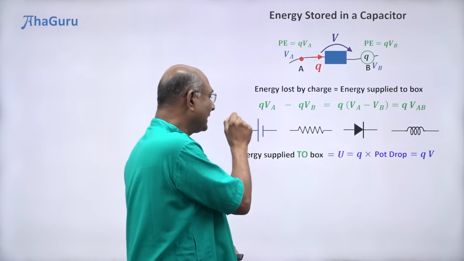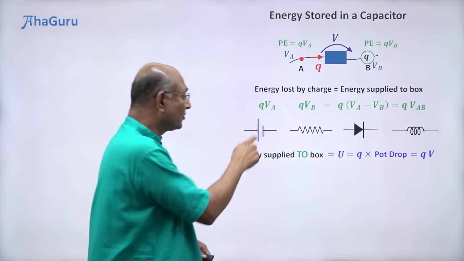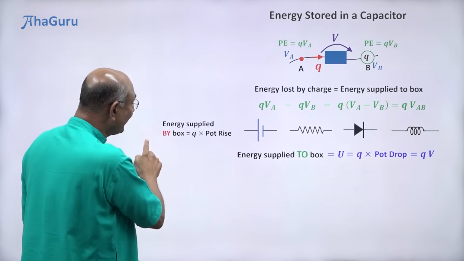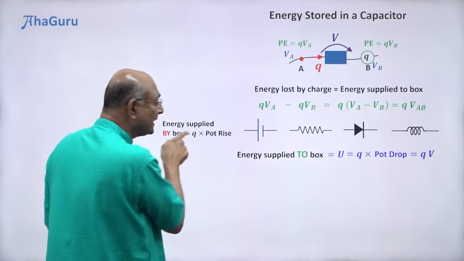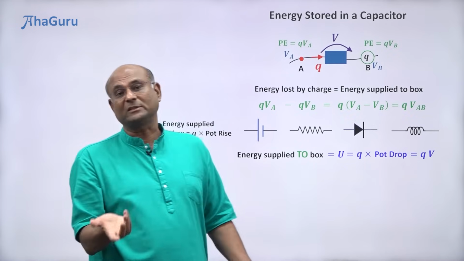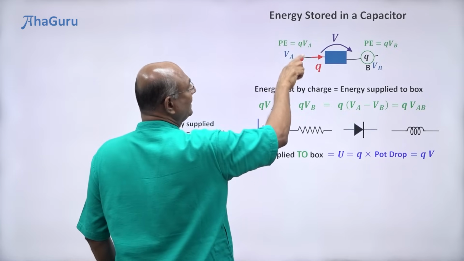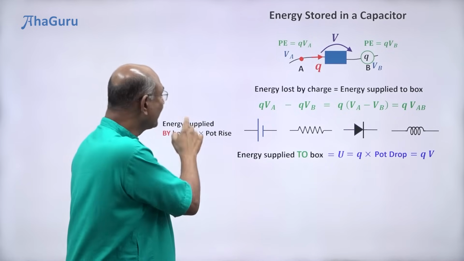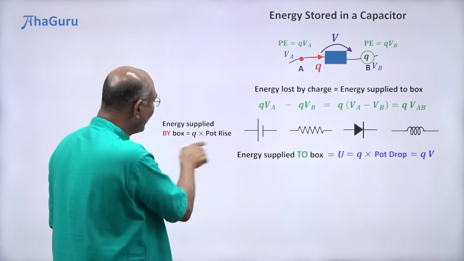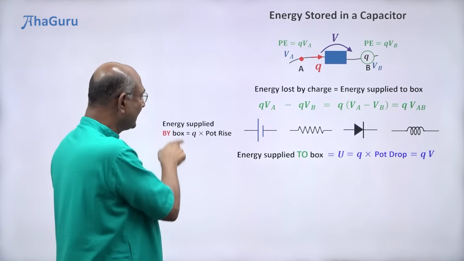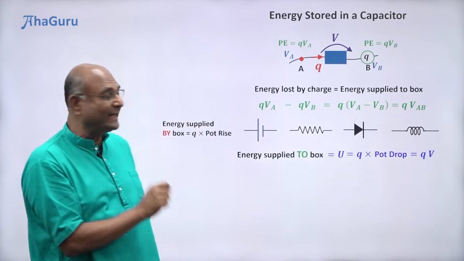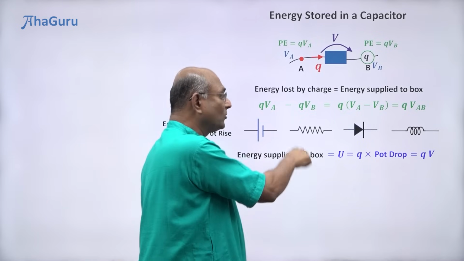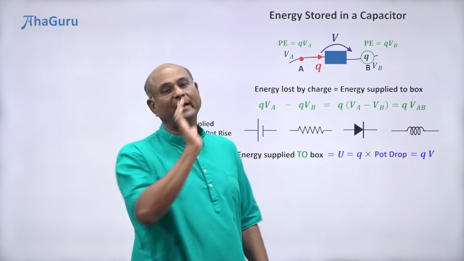So if you are interested in the energy supplied by the box, not to the box, that means we are changing this, we must also change that. So energy supplied by the box will be the charge times the potential rise instead of the potential drop. That's all. Here we are looking at the entry point to exit point potential drop. What is potential drop? Initial minus final. What will be potential rise? Final minus initial. So if you want the energy supplied by a box, it is charge times potential rise from entry to exit. If you want the energy supplied to the box, it is charge times potential drop, again from the entry to the exit.